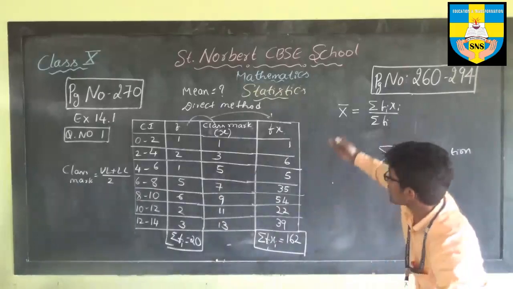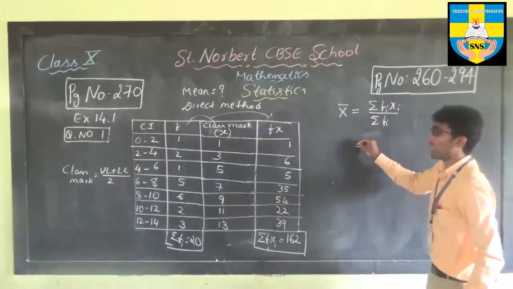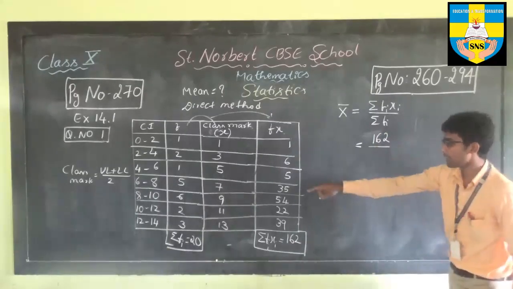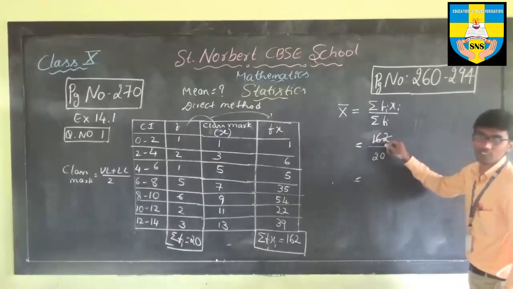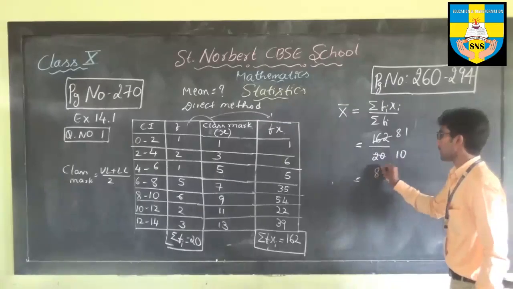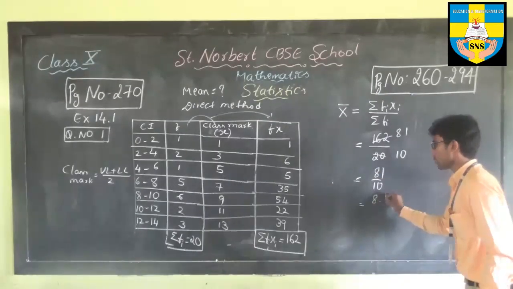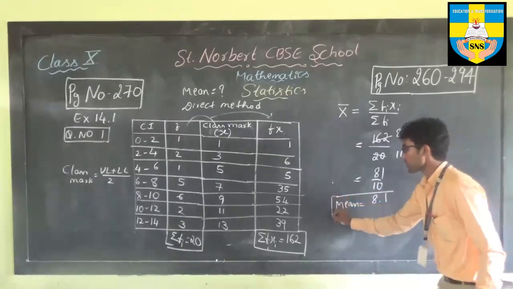Just substitute the values in the formula. You will be having the mean of the data: 162 divided by 20. If you divide both the even numbers by 2, you get 81 by 10. What is 81 by 10? 8.1. This is nothing but the mean answer for the first question.